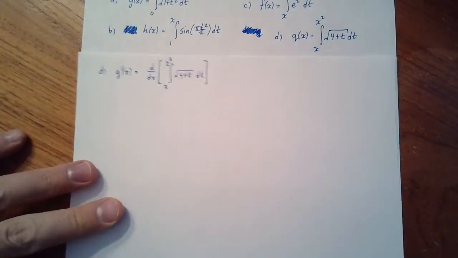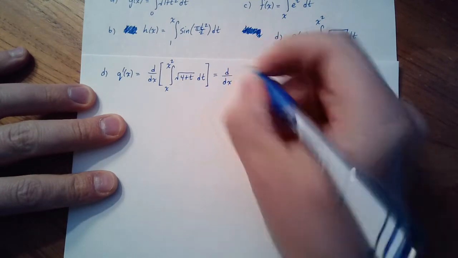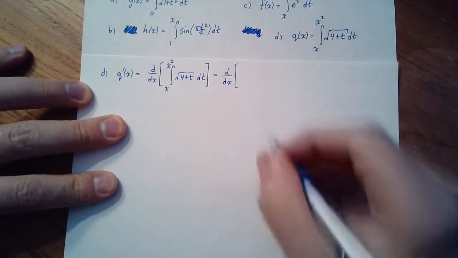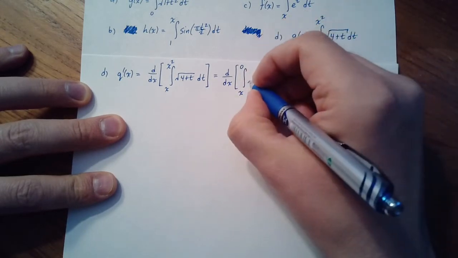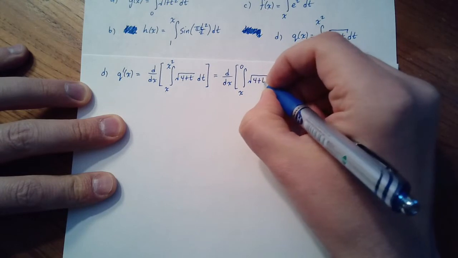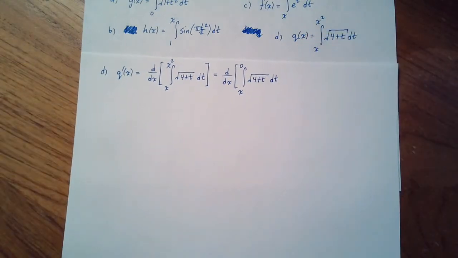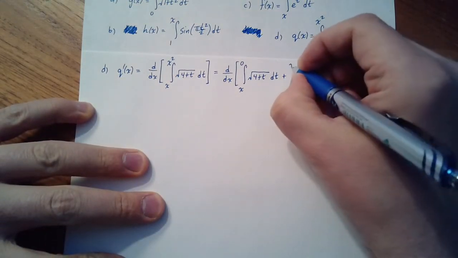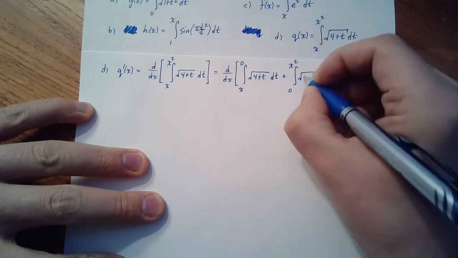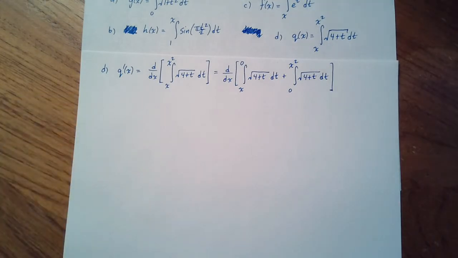So what we're going to do is apply that here, and we're going to get the derivative with respect to x of the definite integral from x to 0. So that's the first definite integral I've written down, but then I'm going to add on the definite integral from 0 to x squared of the square root of 4 plus t. So I've just broken that up into the sum of two separate area calculations.